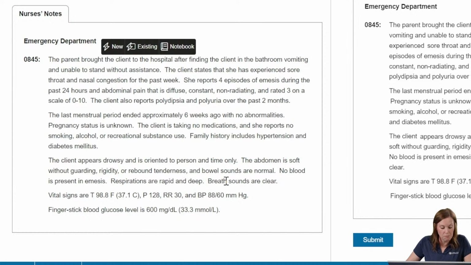Respirations are rapid and deep. Breath sounds are clear. We have vital signs here. I won't read all of those out. And then finger stick blood glucose level is 600. That is high.